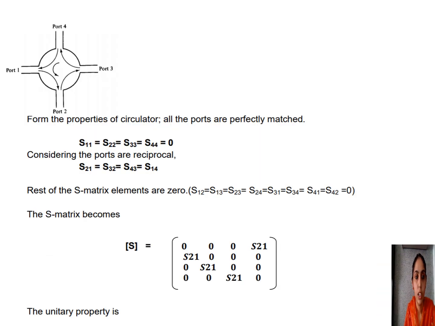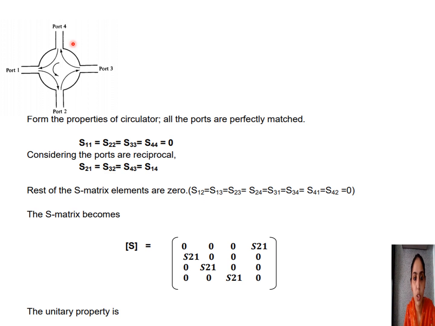Now you can directly write the S matrix for a circulator from its property, but in case you are asked in the examination to derive the S matrix of a circulator, draw a figure of a 4-port circulator and state its principle. If a wave is applied to port 2, it will appear at port 1 only, and from port 1 it will appear at port 4 only. So likewise, draw the figure, state the principle, and then show how the S matrix turns out to be.